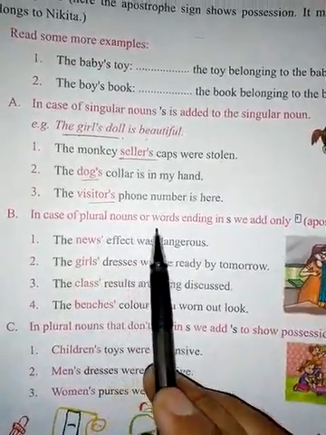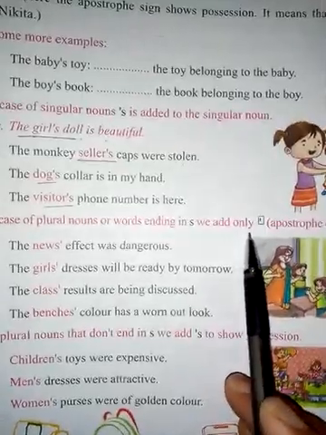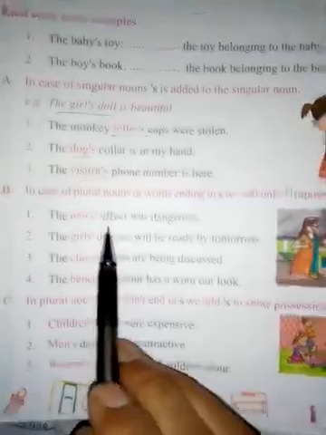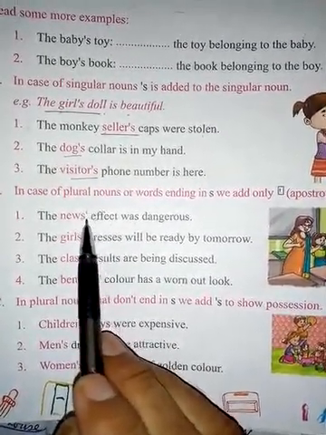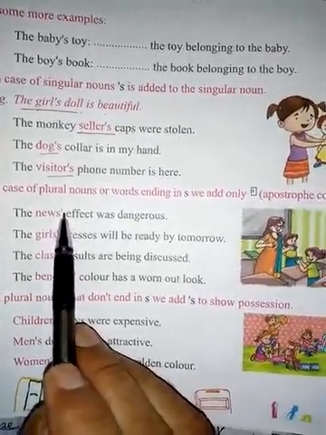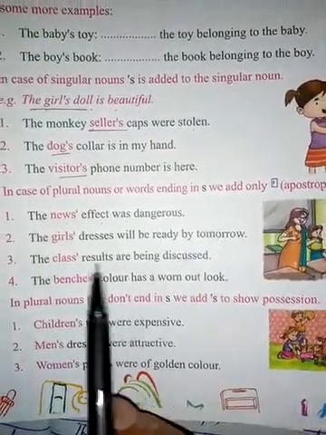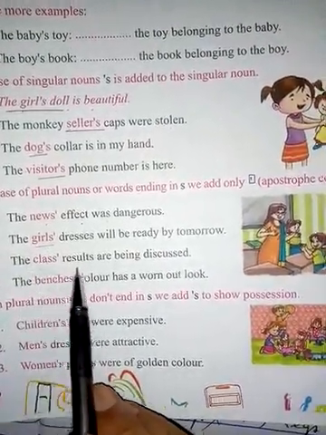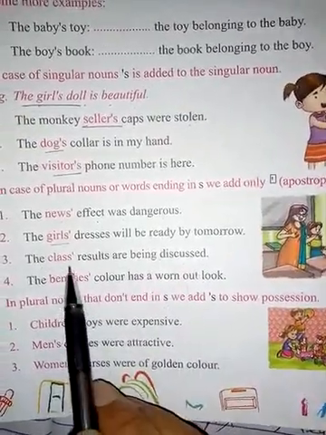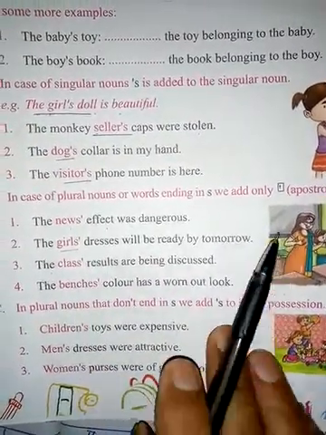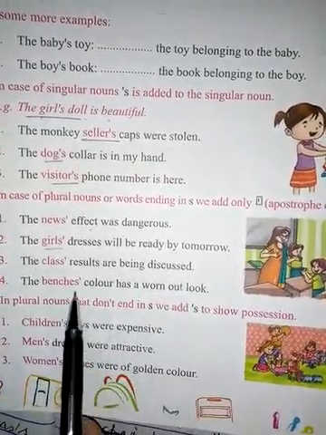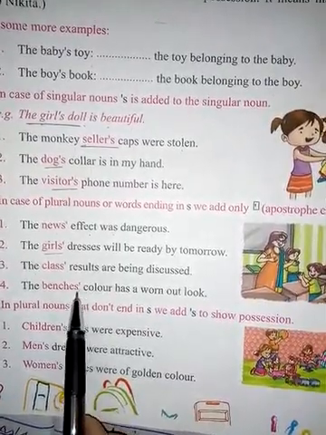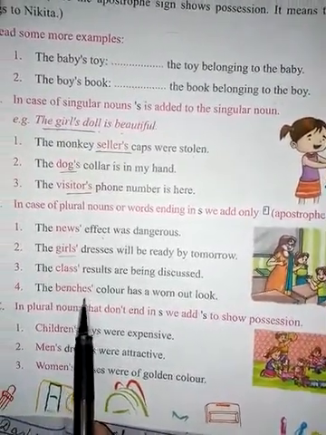In case of plural nouns or words ending in S, we add only an apostrophe. The news' effect was dangerous. Plural number, S will be added. S is already added and only the apostrophe is used. The girls' dresses will be ready by tomorrow. Here, girls' dresses. The class' results are being discussed. S is already written, so only the apostrophe is used to show possession. The benches' color has a worn out look. Here, benches' with only an apostrophe because S is already added to it. It is a plural noun.